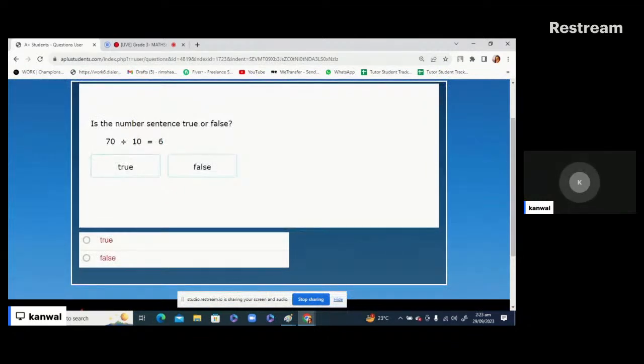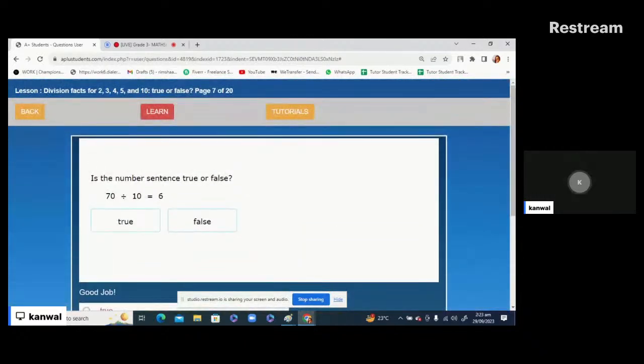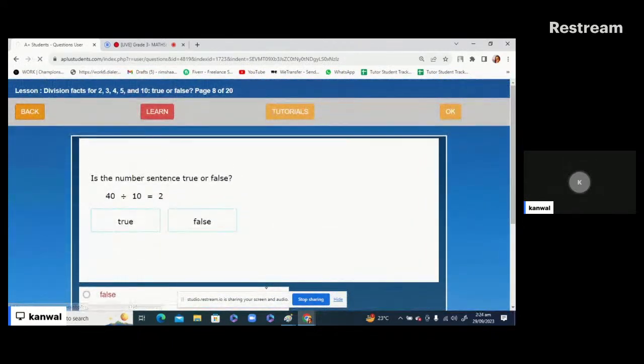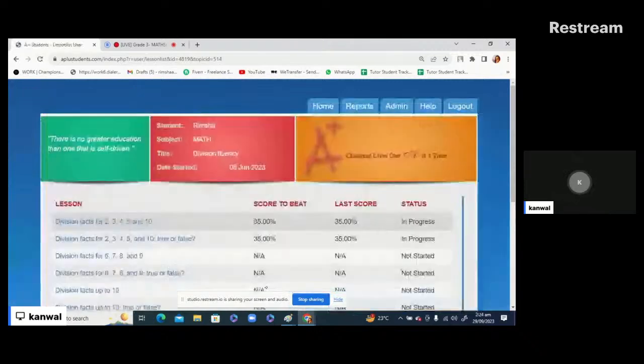Now, is the number sentence true or false? 70 divided by 10 is equal to 6. So, when you divide 70 over 10, what's the answer? It's 6? No, it's 7. So, this statement is also false. So, we just click the answer that is false. Hope you guys understand this lesson. Now, you can do all the rest of the questions by yourself, practice it.